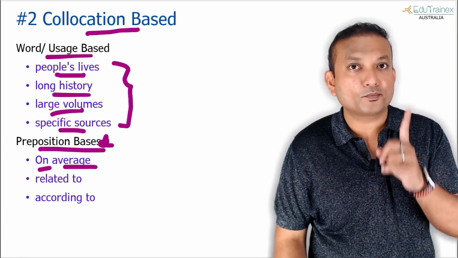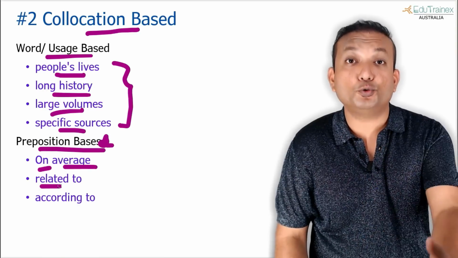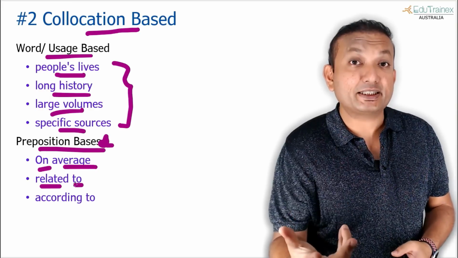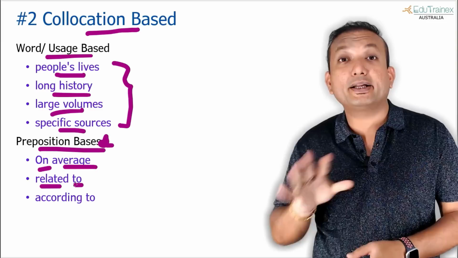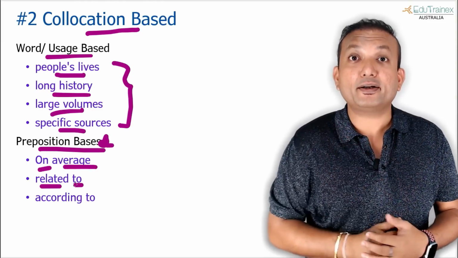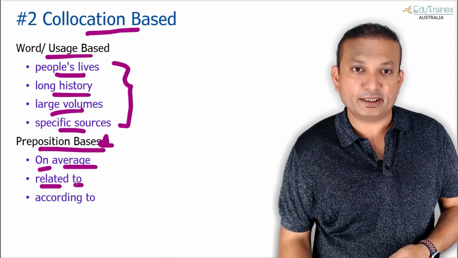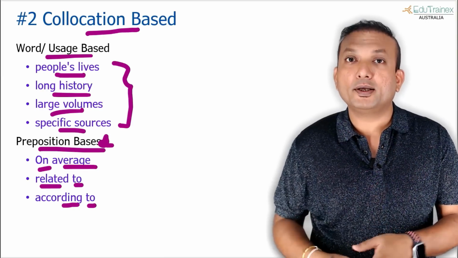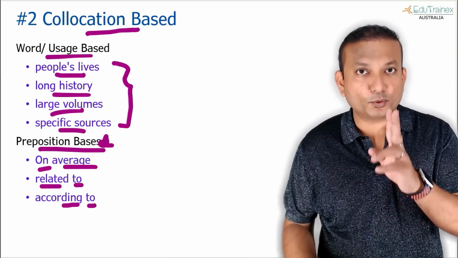On average, we do something like this. On is always used with average. Related to someone. If I am related to you, I will not say related with. It's wrong. Related from, again wrong. Related on is wrong. Related to is the only right combination. So that is also collocation, but preposition based. According to the news channel, according to the Pearson website, so not according any other preposition, only to is going to fit here.